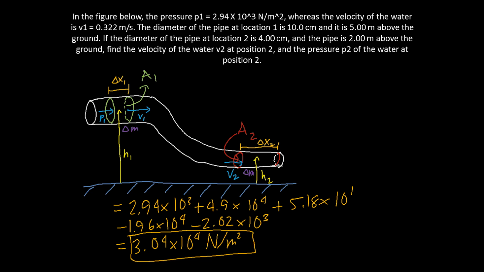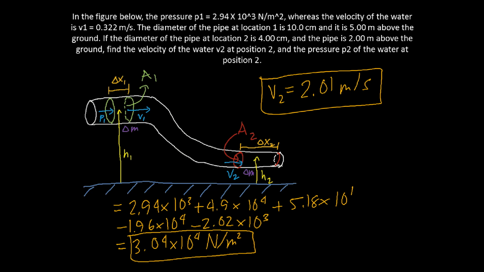And of course, we already found the velocity of water, V2, and I'm just going to indicate here, V sub 2 is equal to 2.01 meters per second. Okay.